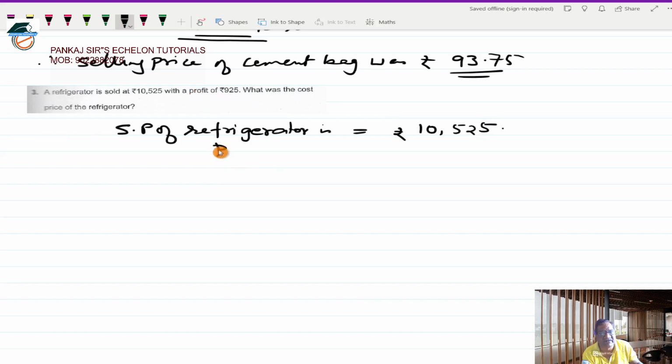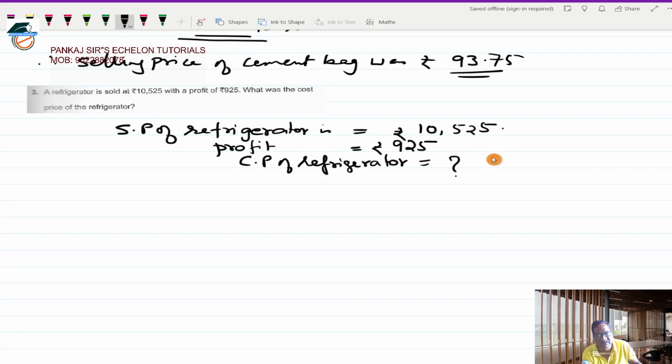So profit is also given to you. Profit is equal to rupees 925. Right? What was the cost price of the refrigerator? So they have asked you this time what the cost price of the refrigerator is equal to, question mark. So this question mark, what they have asked us to find out, I'll take as X, the unknown.